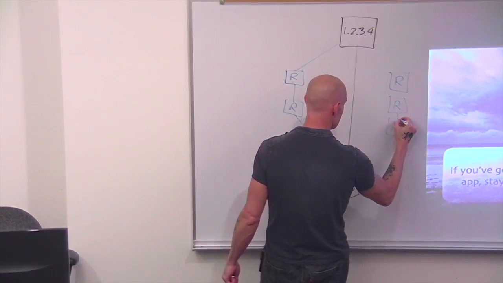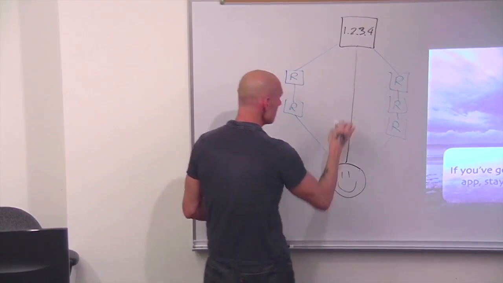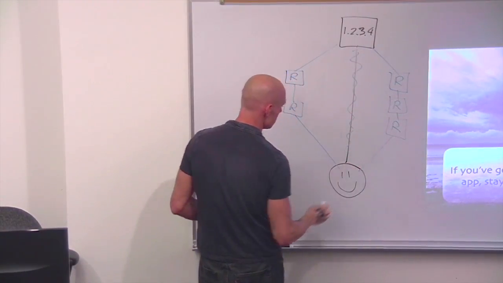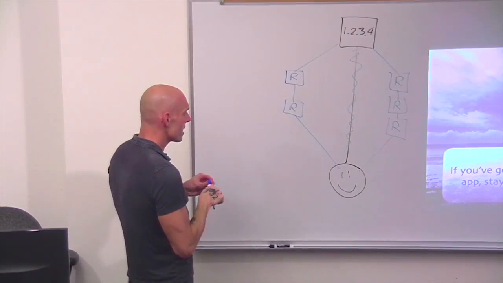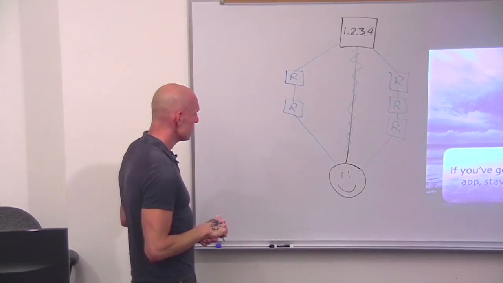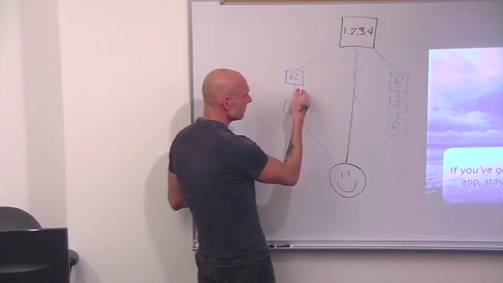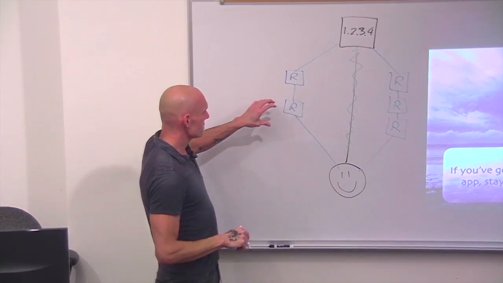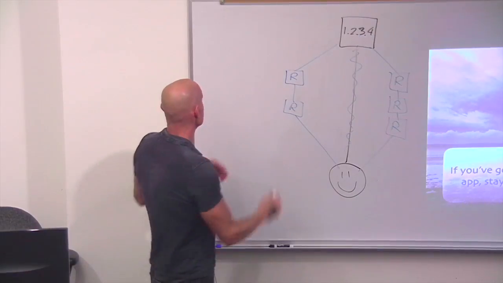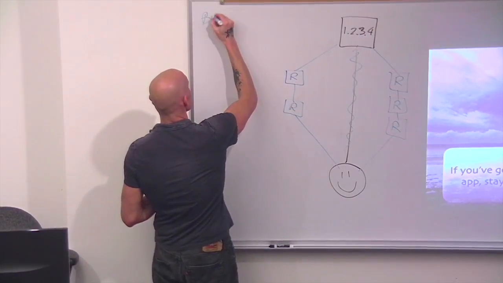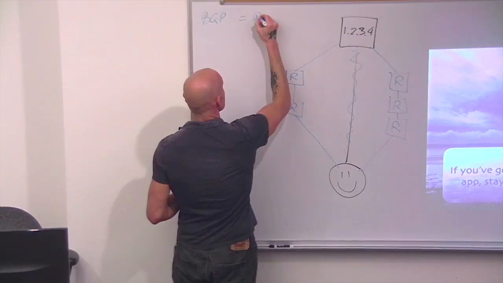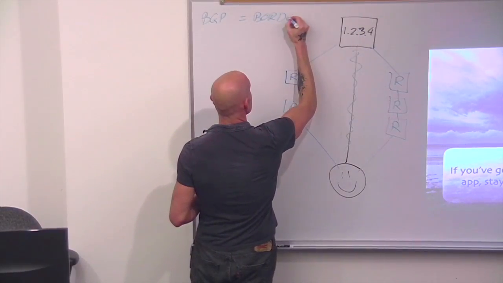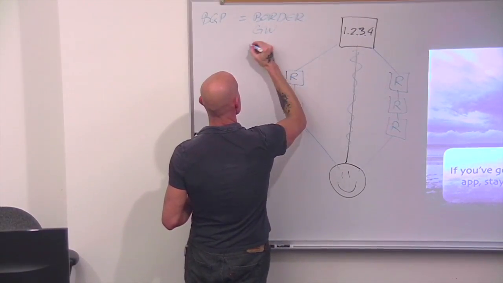So ignoring this black line, because that is no longer in use. It turns out now we have 2 routes to the server. In order to figure out which route to use, BGP, which is assumed to be running on these routers, BGP standing for Border Gateway Protocol.